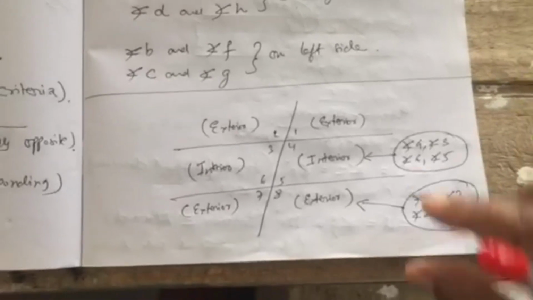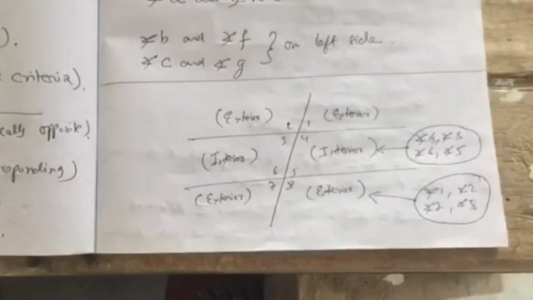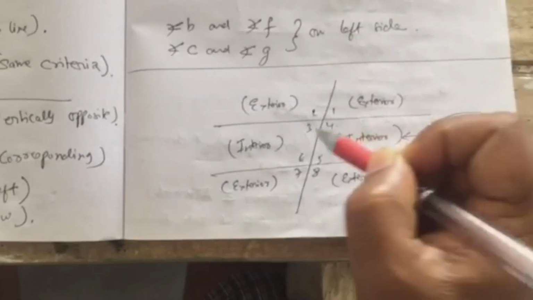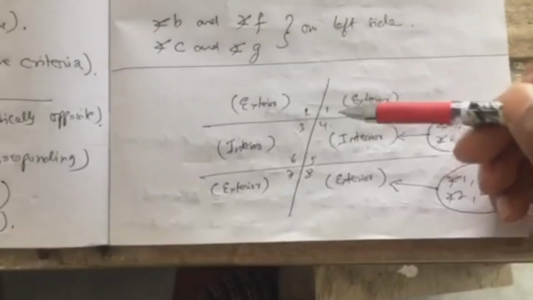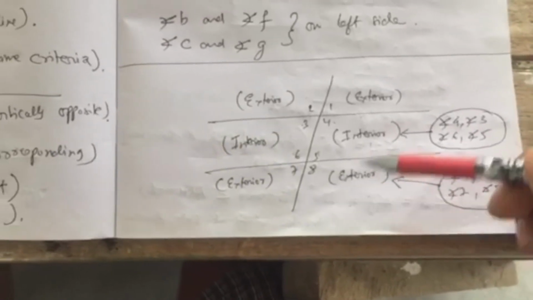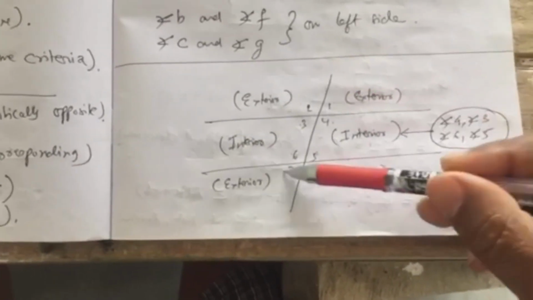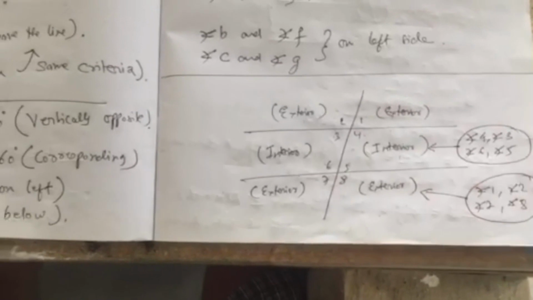Now, interior, if you can see this diagram, means the angles that are within these two parallel lines. So there are four angles, angle 4, angle 3, angle 6 and angle 5, that are interior. Whereas exterior means outside the parallel lines. So this 1, 2, 7 and 8, these four angles are exterior angles.